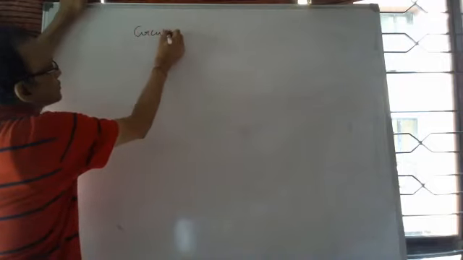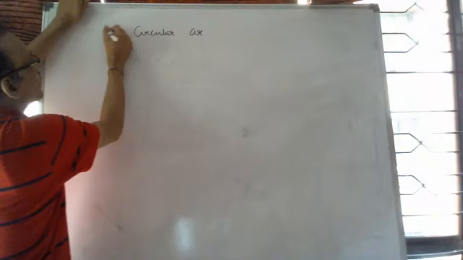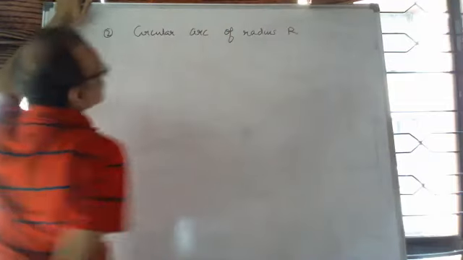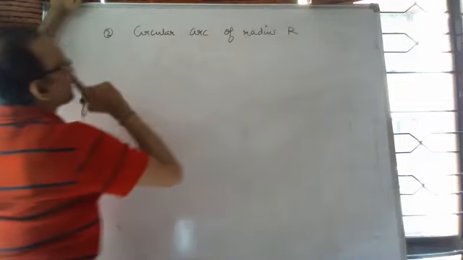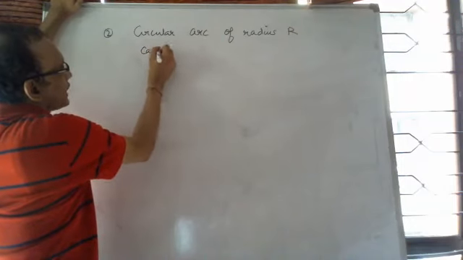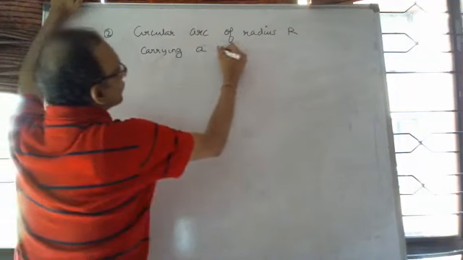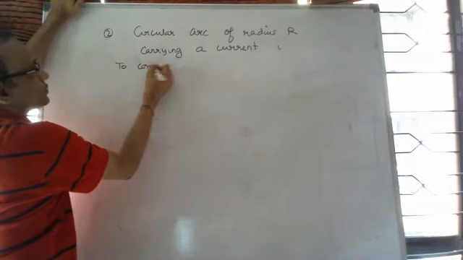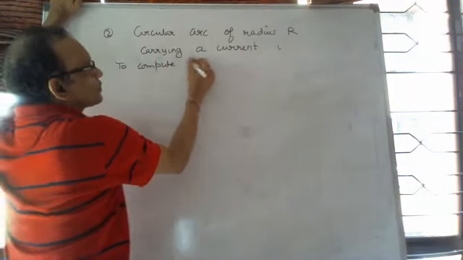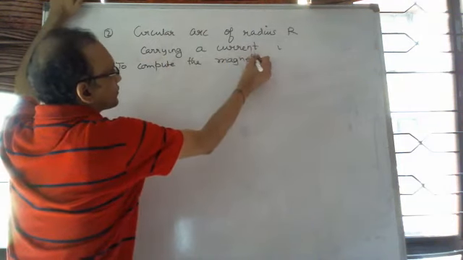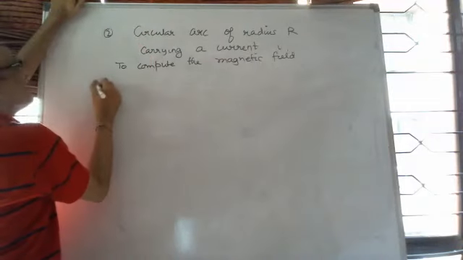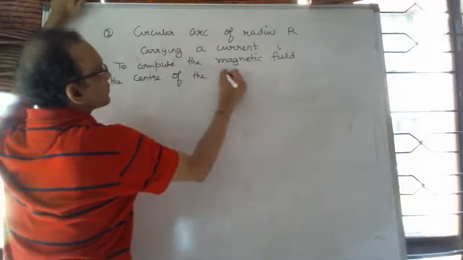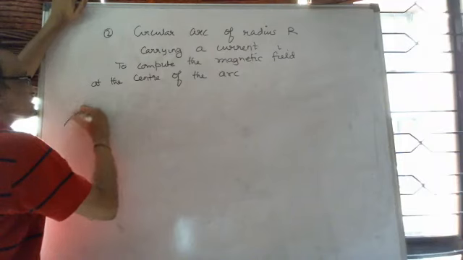Circular arc. A circular arc of radius r carrying a current, to compute the magnetic field at the center of the arc. Say this is an arc.